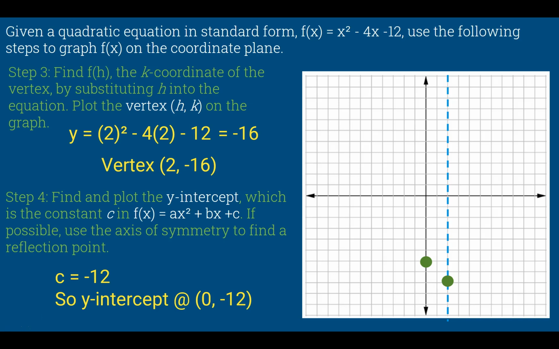Does that have a reflection point? Yes. So how far over on the other side am I going to go? 2 over the other side. So now I actually have 3 points going on here. This was 2 away on this side, so we're going to go 2 away on the other side.